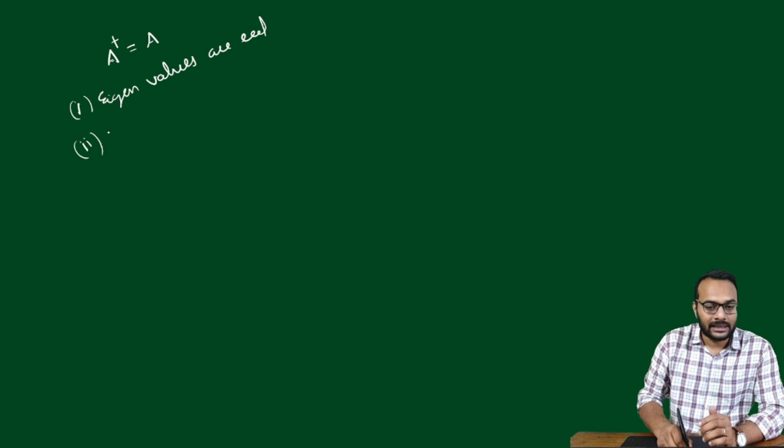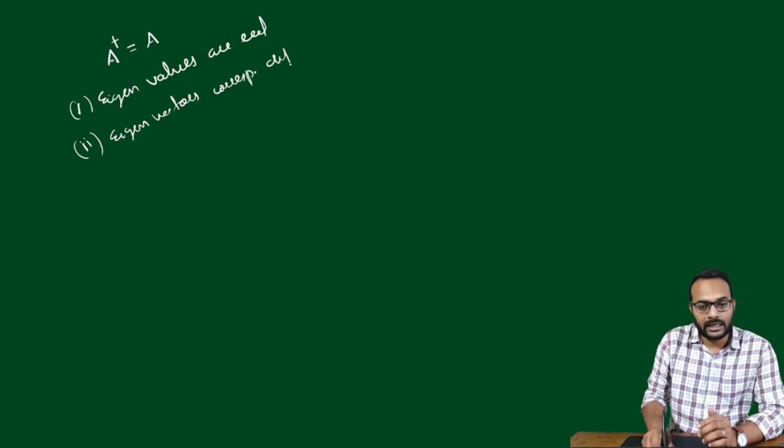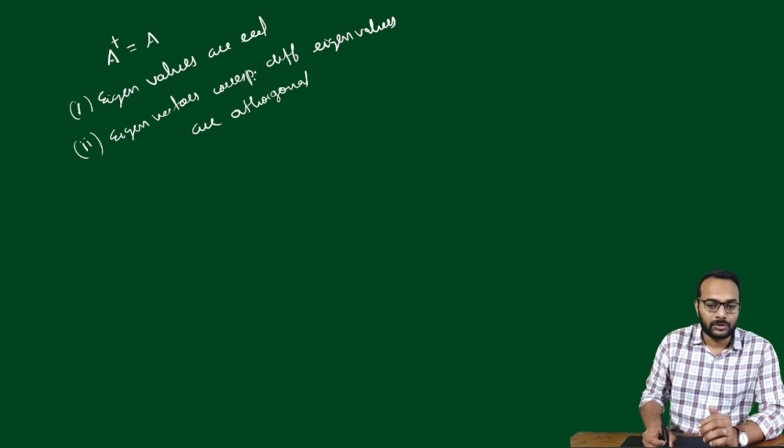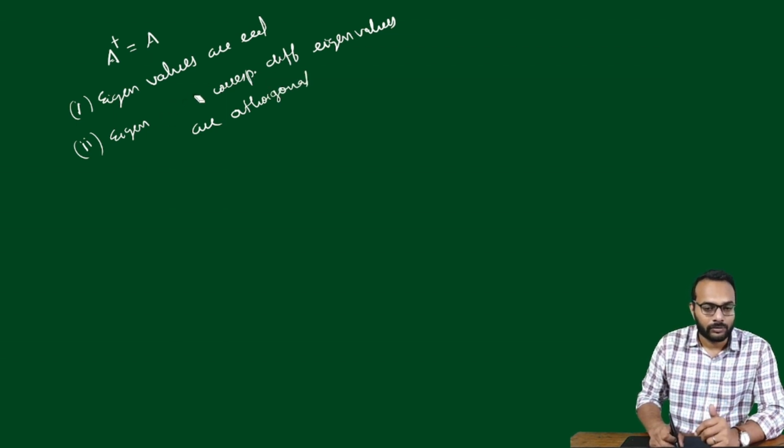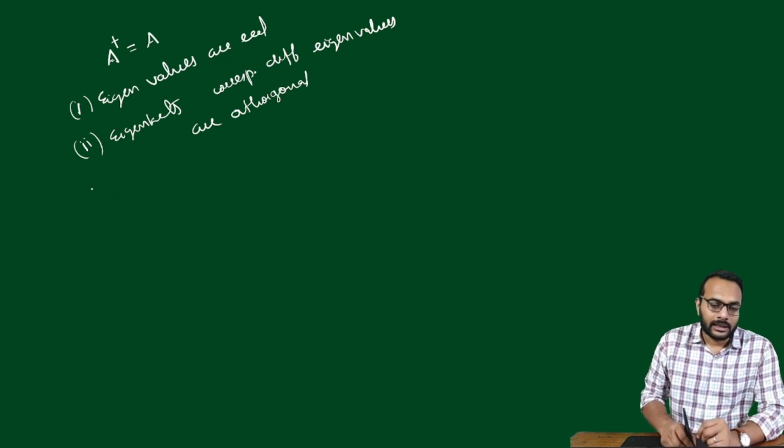The second was that the eigenvectors corresponding to different eigenvalues are orthogonal. The eigenvectors are orthogonal if they correspond to different eigenvalues. Or we said we call them eigenkets. The eigenkets corresponding to different eigenvalues are orthogonal.